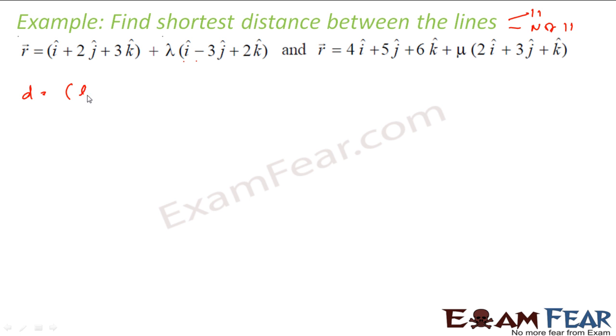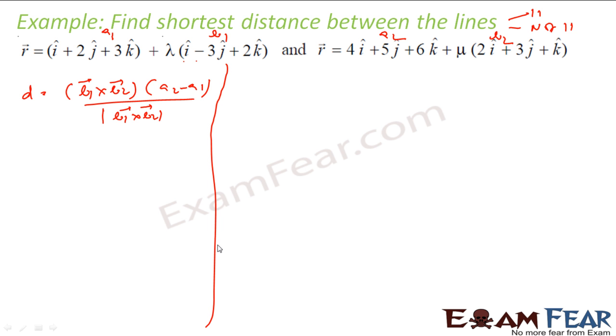So D we have is nothing but B1 cross B2 dot A2 minus A1 vector, by magnitude of B1 cross B2 vector. Correct? This formula we know. So here this is B1, this is B2, this is A1 and this is A2. First let's find B1 cross B2, because that is required, and the magnitude of B1 cross B2. So we'll put the formula here and get the answer. Before that let's find B1 cross B2 here.